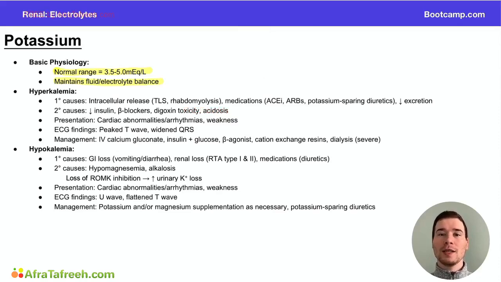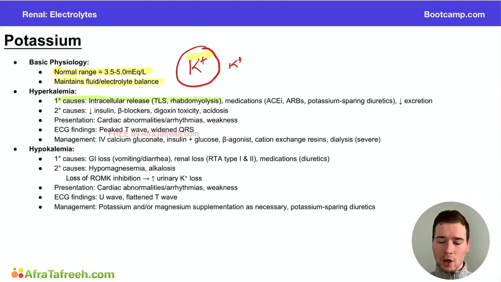So first, let's talk about states of high potassium, or hyperkalemia. Some of the primary causes include intracellular release. And I've highlighted 2 specifically here, TLS, which is tumor lysis syndrome, and rhabdomyolysis. So why can these cause high levels of potassium? Because remember what we just said, that potassium inside the cell is much greater than potassium outside of the cell.